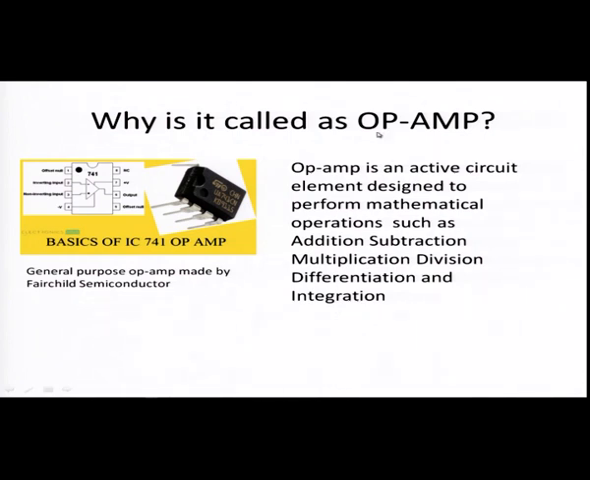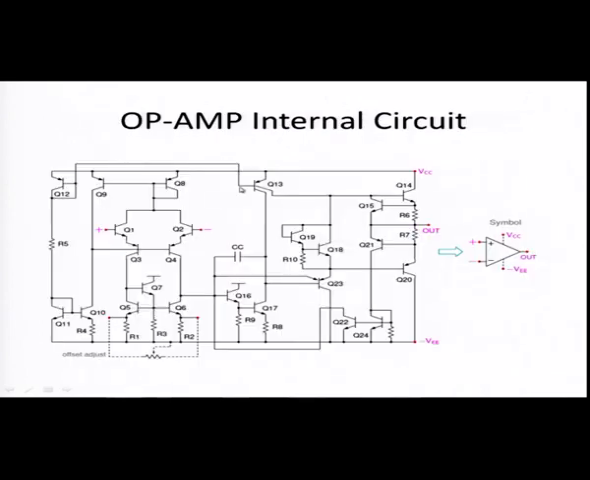So, it is called an operational amplifier. This is the internal circuit of the operational amplifier. We know that it has two input terminals, the inverting input terminal and the non-inverting input terminal, represented here. The base of Q1 is the non-inverting input terminal and the base of Q2 is the inverting input terminal, and this is connected as a differential amplifier.